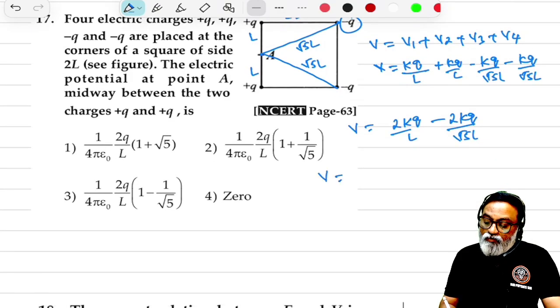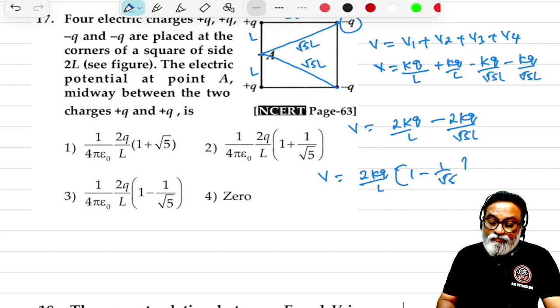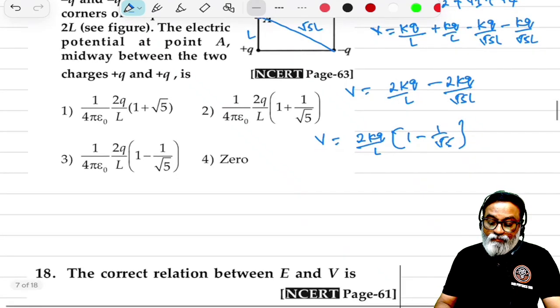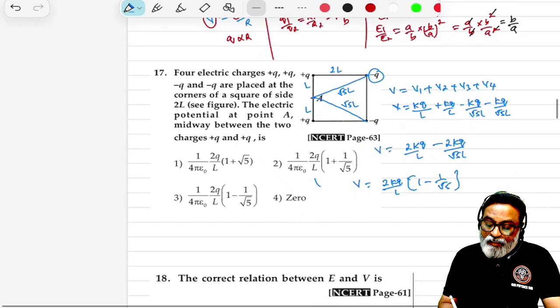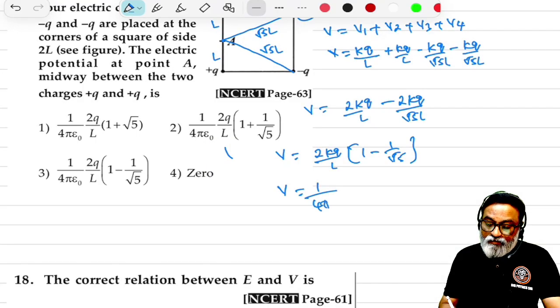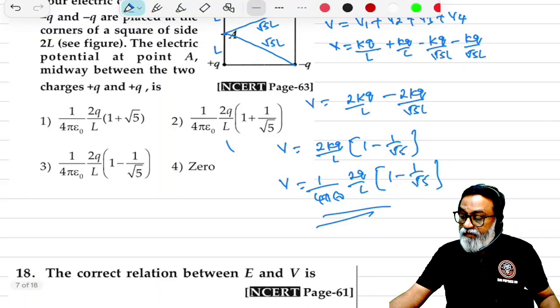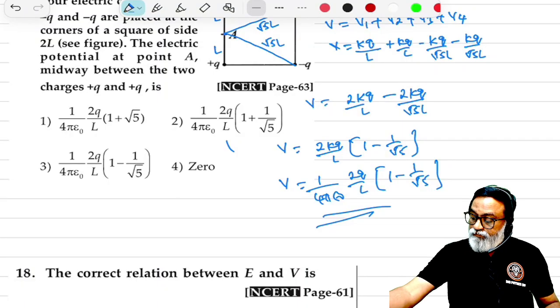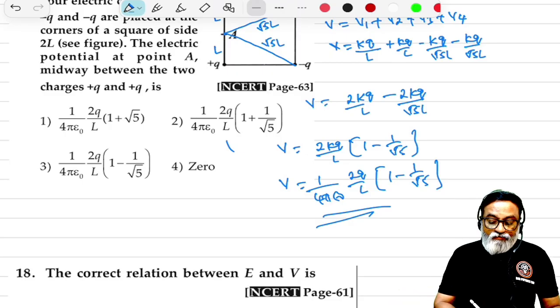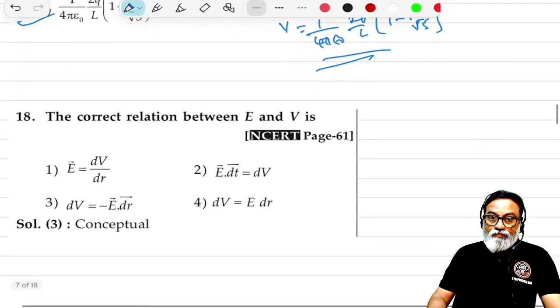Therefore, here V is equal to 2KQ by L common. This becomes 1 minus 1 by root 5. Therefore, this becomes, K means 1 by 4 pi epsilon naught, and 2Q by L into 1 minus 1 by root 5. Therefore, the answer is the third one. Next one.